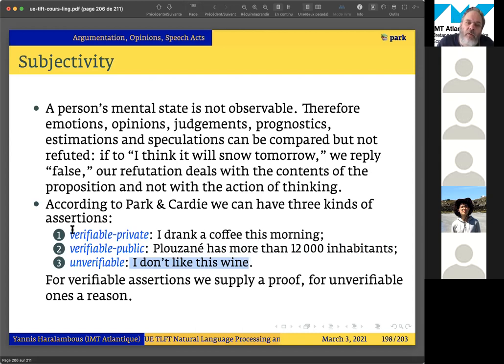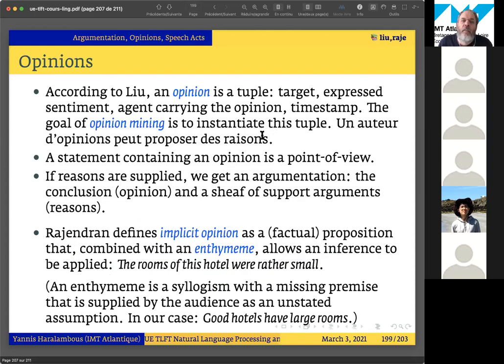Now, this may sound a bit raw, but it's already a task in natural language processing to classify an assertion into one of the three kinds and then take the appropriate measures. Now, what is an opinion? You have often heard the term opinion mining. What is an opinion? So how do we formalize an opinion?